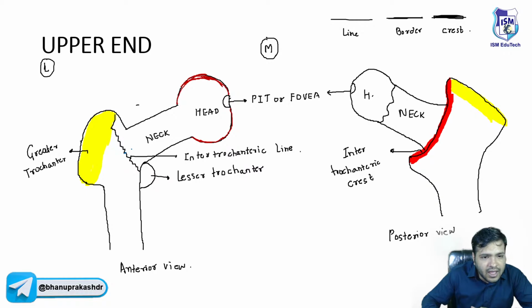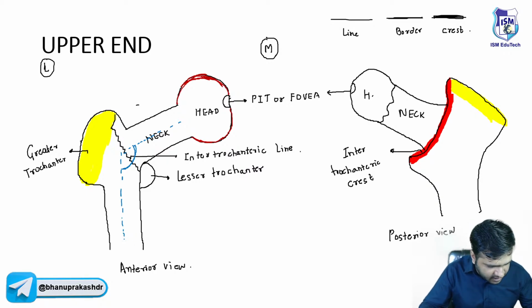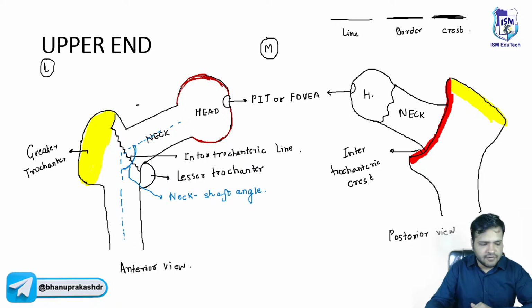It is the long axis of the neck, and it is the long axis of the shaft. They two are meeting at this point, and this is the angle which is created, which is called the neck shaft angle. So remember, it is the neck shaft angle.